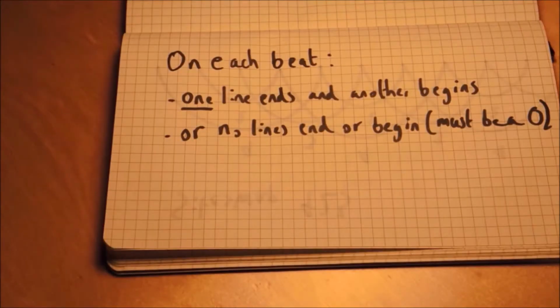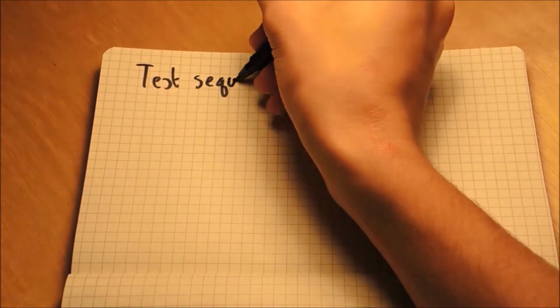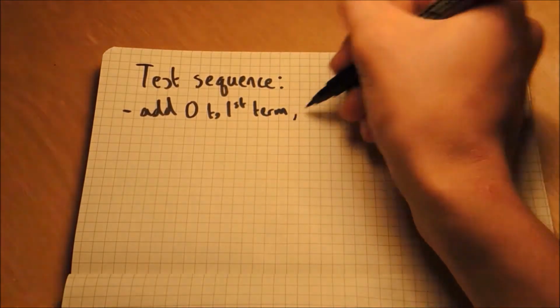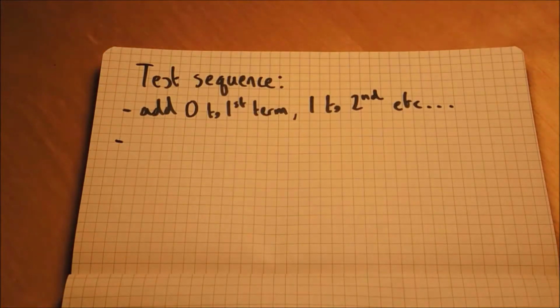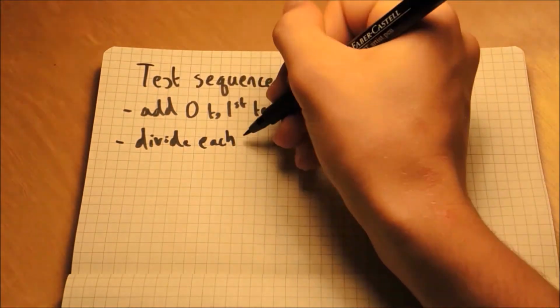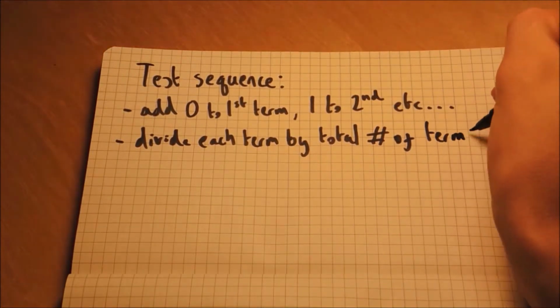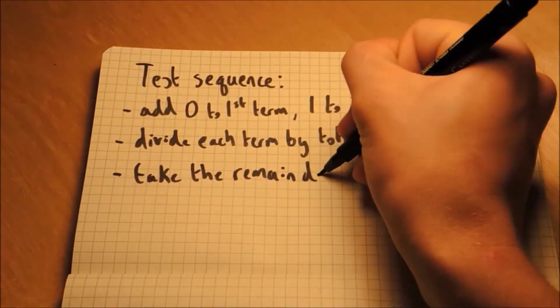But drawing diagrams takes too long. Luckily, there's also an algebraic way of determining whether a siteswap can be juggled. To do this, we need to find what is called the test sequence. So first, you basically add 0 to the first term, 1 to the second term, 2 to the third term, and so on. Once we have this, then we need to divide each term by the total number of terms in the siteswap, a number which we call the period of a siteswap. Finally, you have to take the remainder of each of these terms.